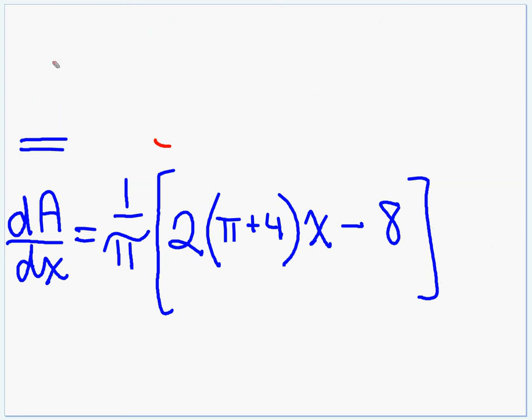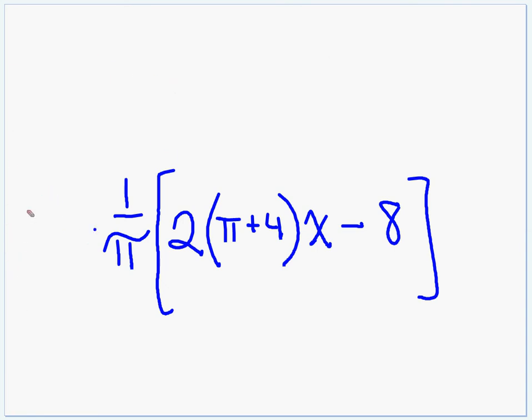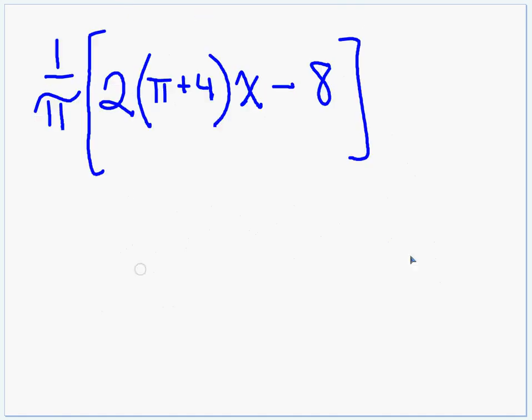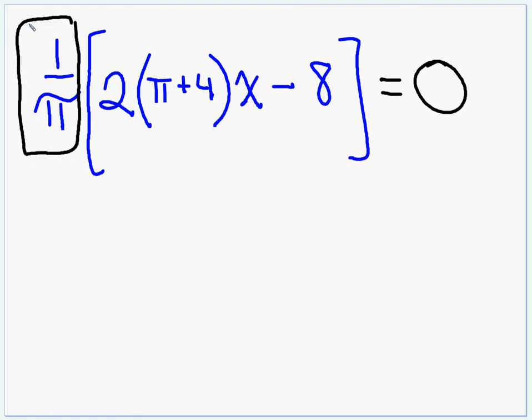What do we do with derivatives at this point? Set them equal to 0 and solve. So I'm going to move this up here. And this is a nice part. We can set this equal to 0. Well, let's divide both sides by 1 over pi. 1 over pi divides out here. 0 divided by that is gone.